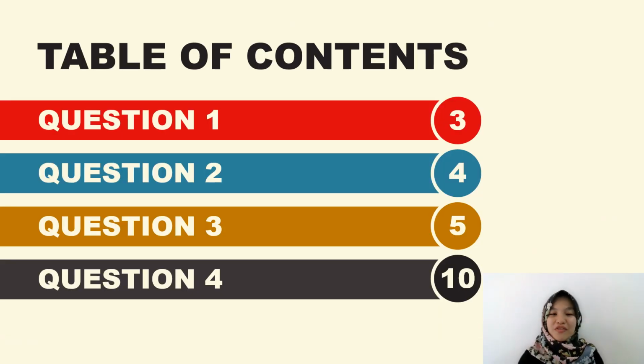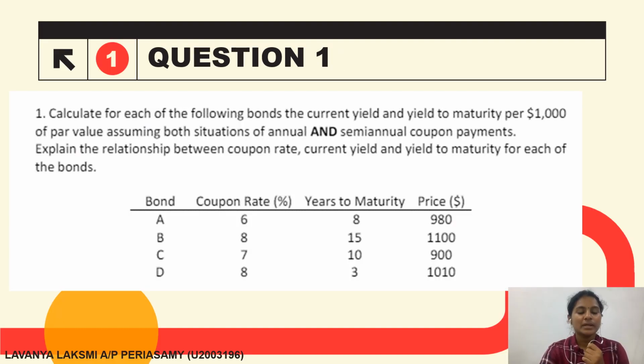These are our table of contents. Question 1. Calculate for each of the following bonds the current yield and yield to maturity per $1,000 of par value, which is a face value, assuming both situations of annual and semi-annual coupon payments. So for question 1, we need to find the current yield and yield to maturity for bond A until bond D for both annual and semi-annual.